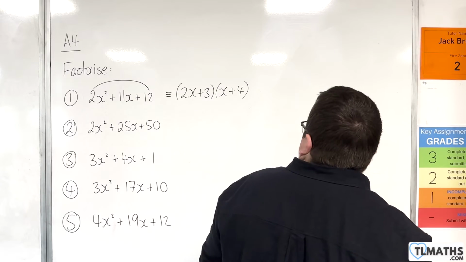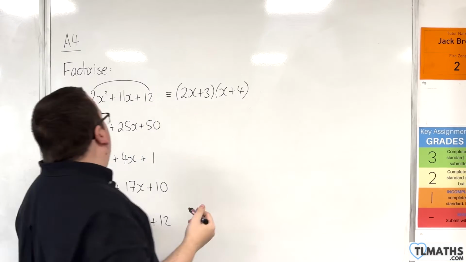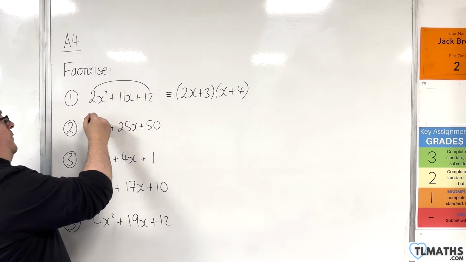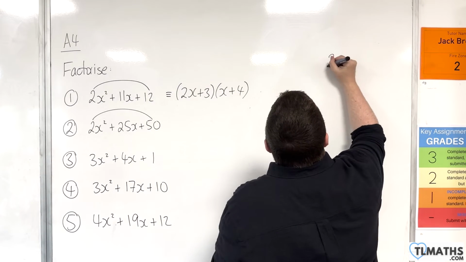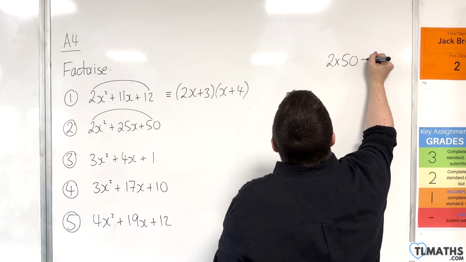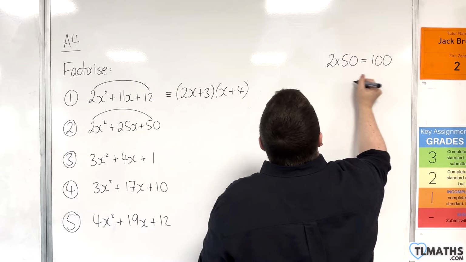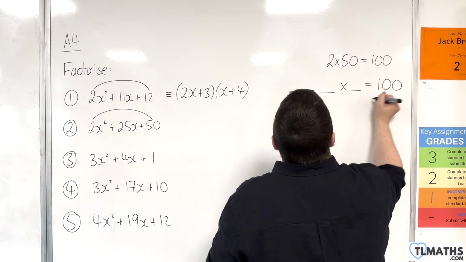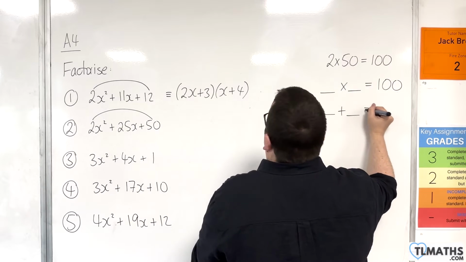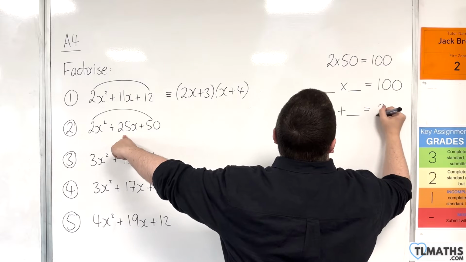Okay, number two. 2x squared plus 25x plus 50. First of all, multiply the 2 by the 50. So 2 times 50 is 100. So we're looking for two numbers that multiply together to make 100, but add together to make the coefficient of x, which is 25.